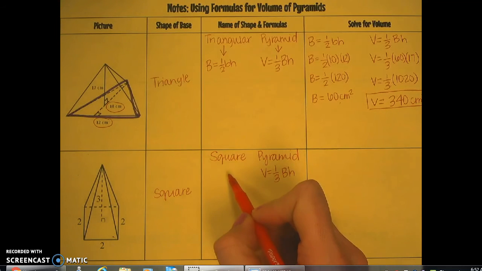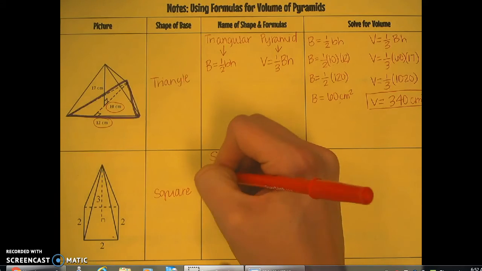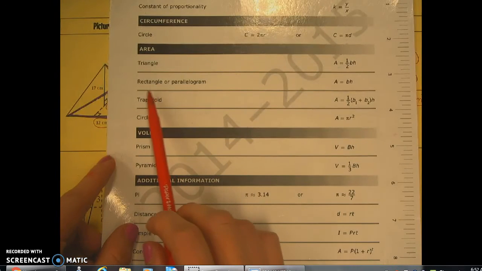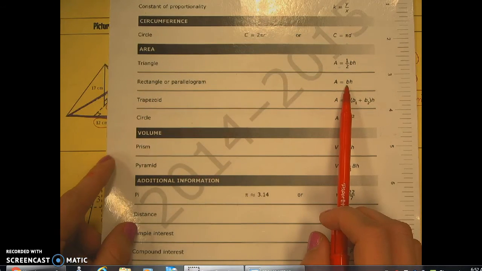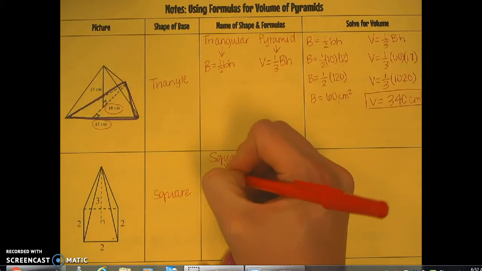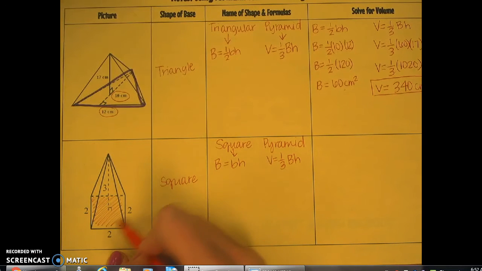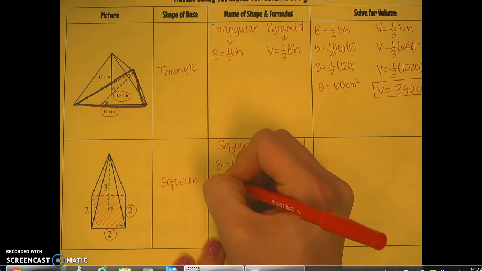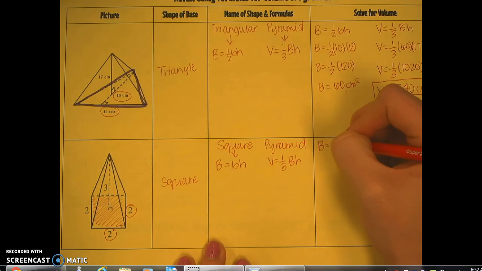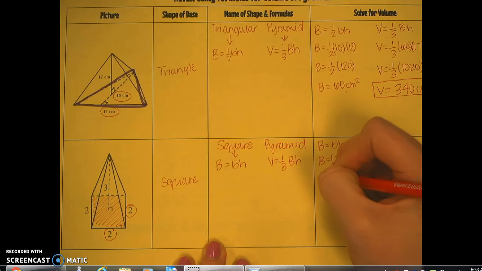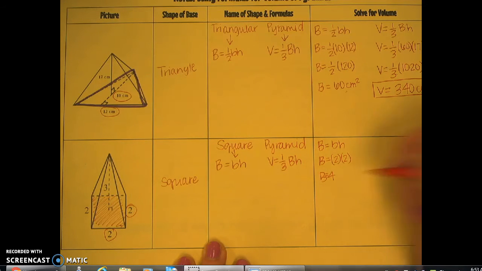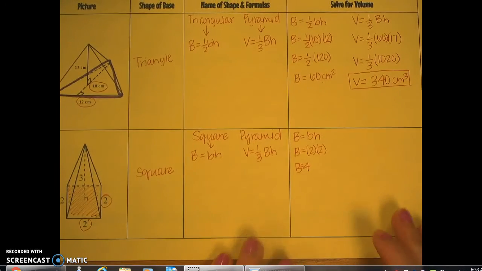This time, since my base is a square for big B, remember, square is not on your formula chart, but a square is the same thing as a rectangle, so we're just going to do base times height to get the area of the base. So if I look at my base, which is this part right here, the base and the height are 2 and 2 since it's a square. So I'm going to always start by finding the area of the base. And 2 times 2 gives me 4. It doesn't give us any units, so we'll just leave it as 4.